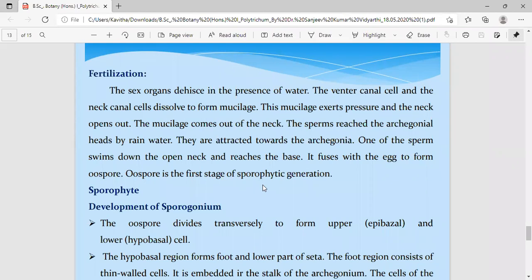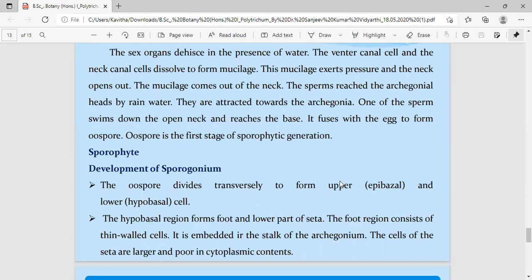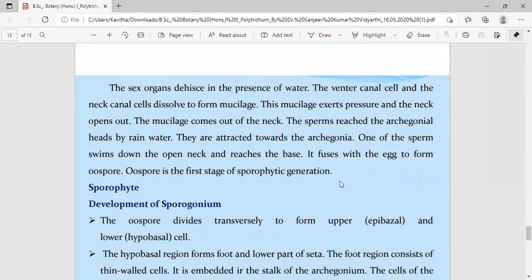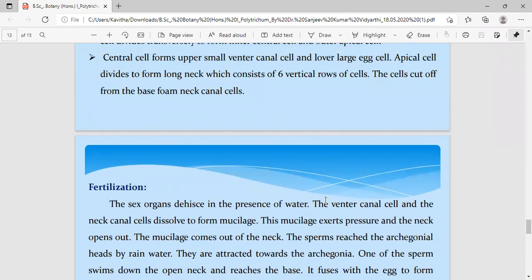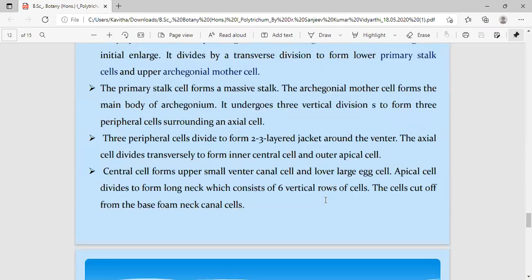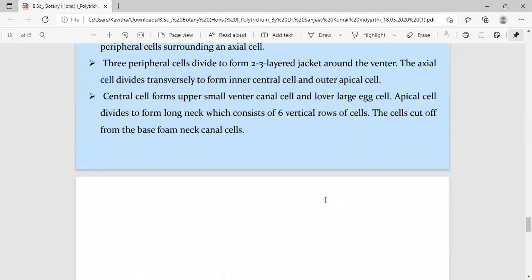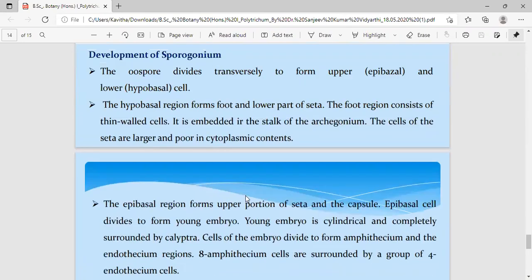So this is going to form the first stage, that is the zygote. It develops into the next generation, which is called the sporophytic generation. So till the formation of this zygote, by the fertilization step, the gametophyte of the Polytrichum will end. Now next we'll go on to the sporophytic generation.